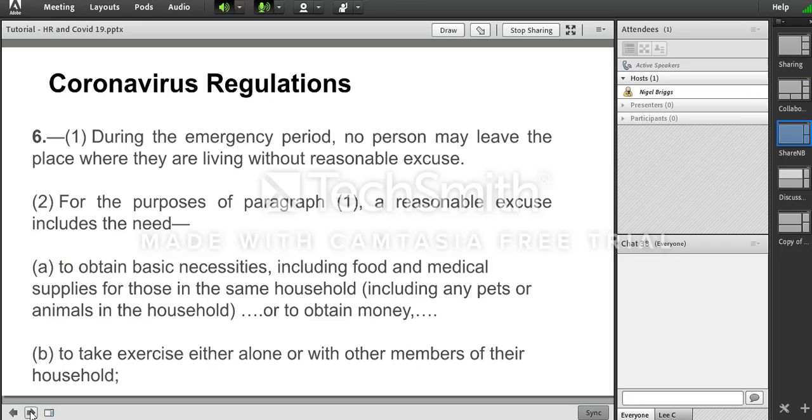Let's move on, and this is section 6.1. During the emergency period, it says no person may leave the place where they're living without reasonable excuse. And then what do we mean by a reasonable excuse? This comes in 6A: to obtain basic necessities, including food and medical supplies for those in the same household, including any pets or animals in the household, or to obtain money. Now, I've cut that down slightly, but those are the main issues. Or B, to take exercise either alone or with other members of their household. So you have those regulations on the handout that I've sent you through in advance.